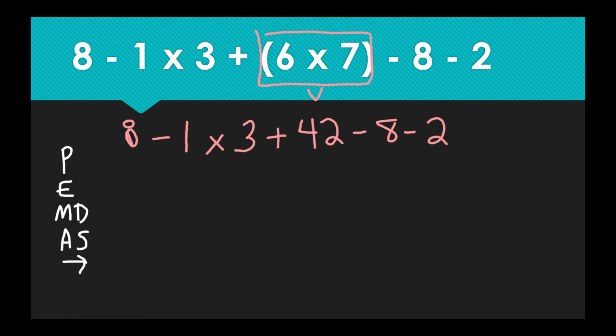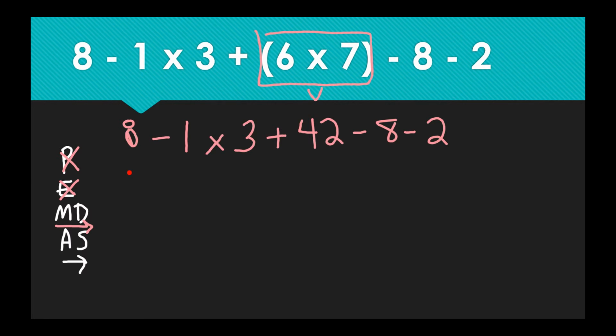Now, we've done parentheses. Do we have any more parentheses in our problem? Nope, so we'll cross that one off. Do we have any exponents in our problem? Nope, no exponents. Okay, so now we have multiplication and division from left to right. So let's start at the left. And I like to do a little noise when I do this, just like a little ding.